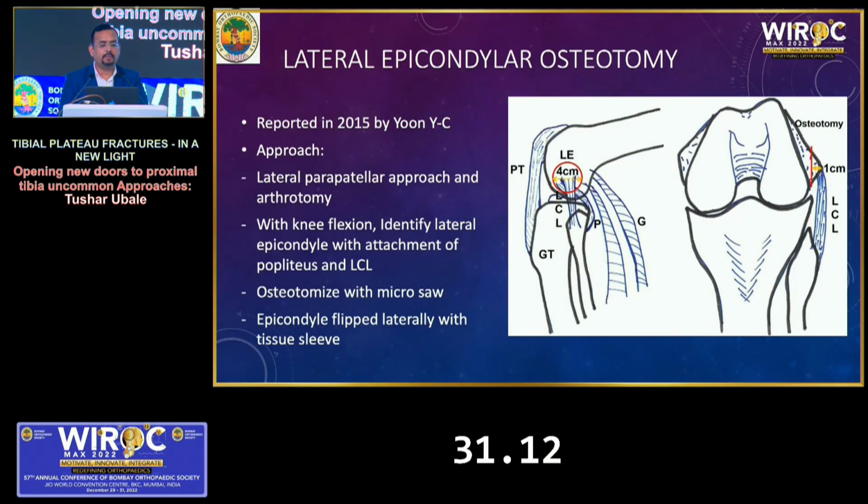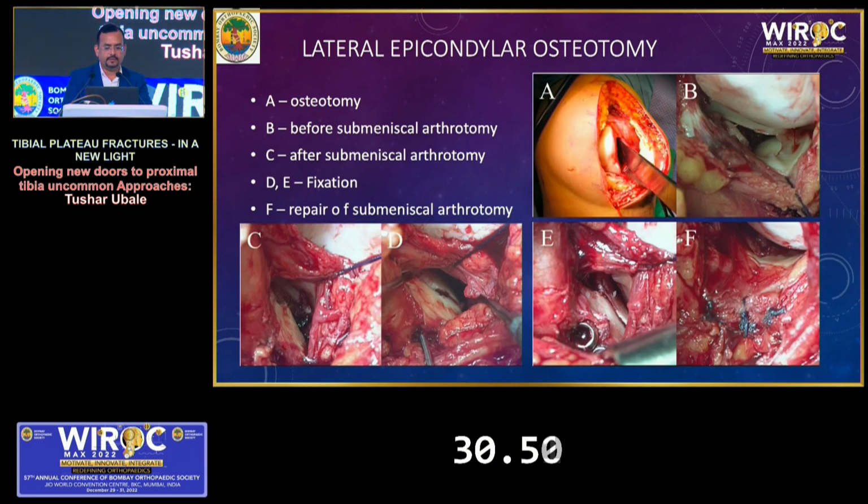Now this lateral epicondylar osteotomy was reported in 2005 by Yoon YC. These are very recent approaches. It involves a lateral parapatellar approach and arthrotomy. With the knee in flexion, identify the lateral epicondyle with the attachment of popliteus and LCL. Then we osteotomize the lateral epicondyle and it's flipped laterally, as you can see in this picture.